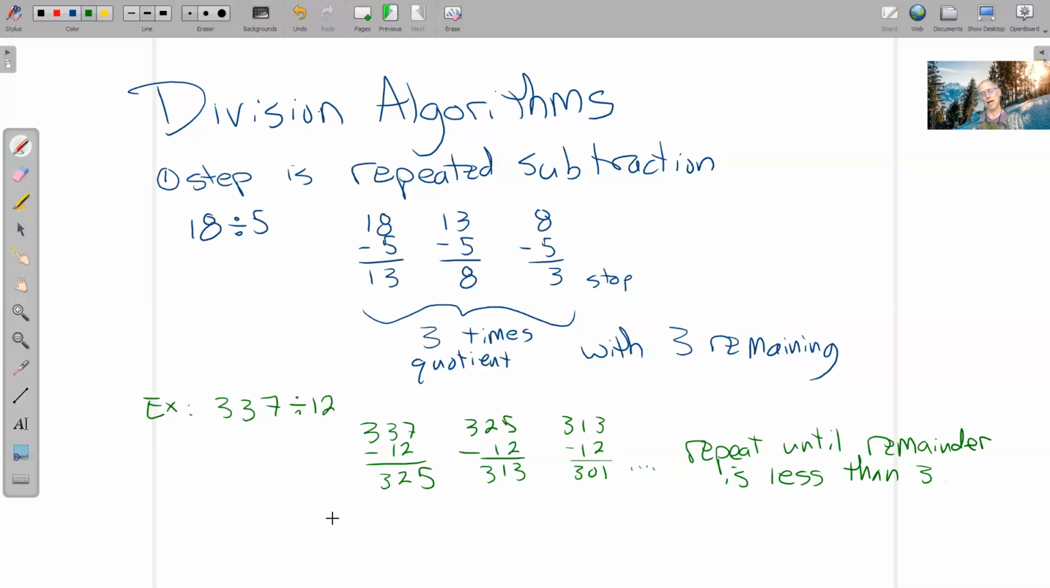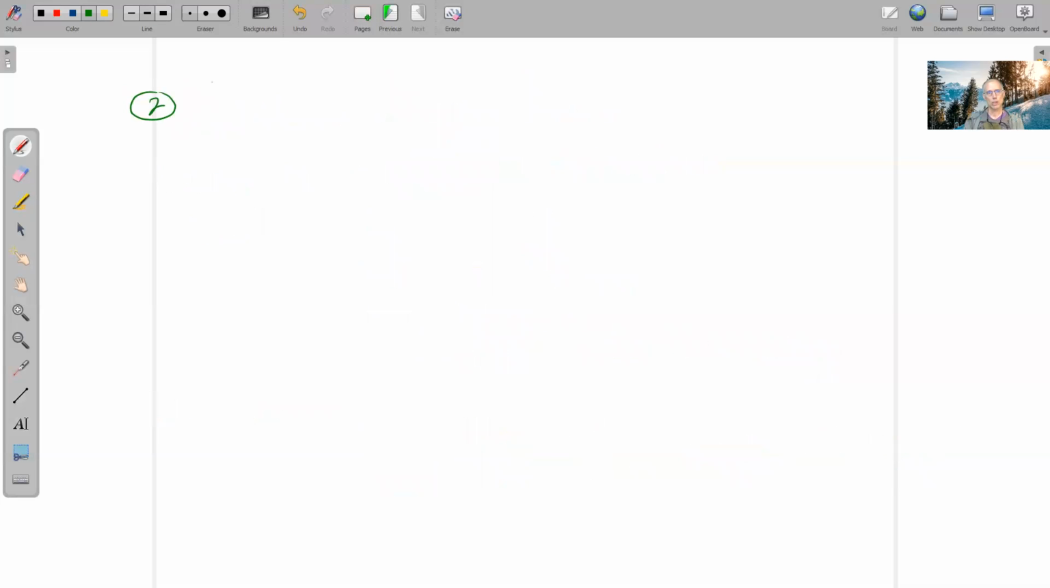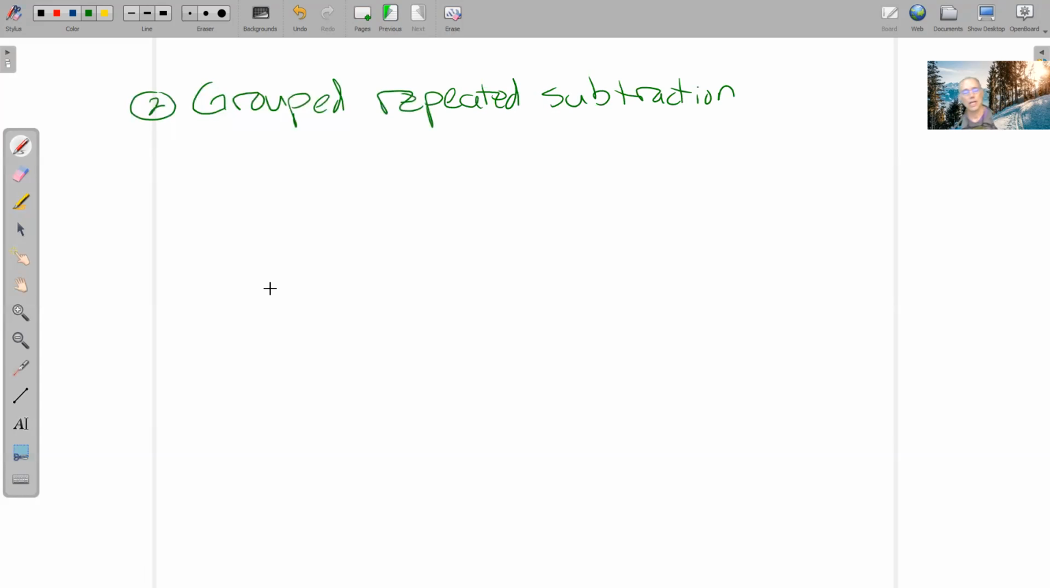And so the way to do that is to do a grouped repeated subtraction, which involves multiplication. So we're going to come up to a better algorithm. And there's a few versions of this. So grouped repeated subtraction. And the groups could be big groups or small groups.